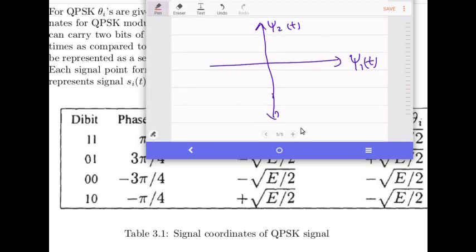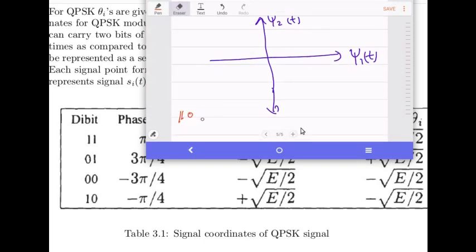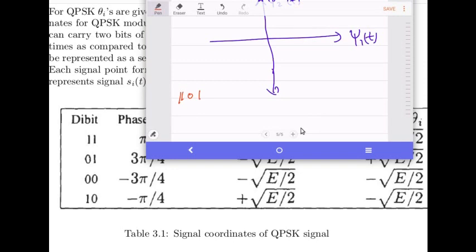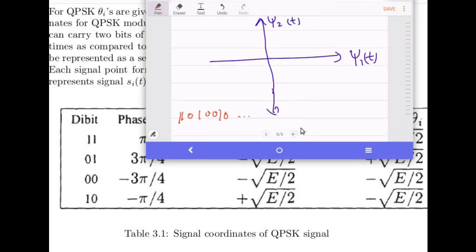Before going to this, let's suppose our data is in this form: 1 1 0 1 0 0 1 0, and so on. This is our data. Using a QPSK modulation scheme, you can group your data in dibits, a group of 2 bits. Now you can transmit these bits by using 4 unique symbols or 4 unique signals which we have in this QPSK modulation scheme.